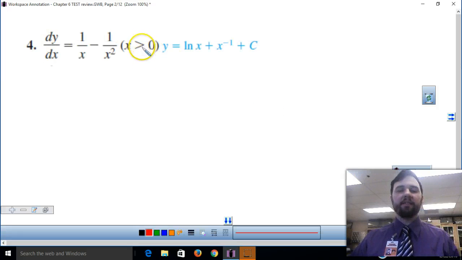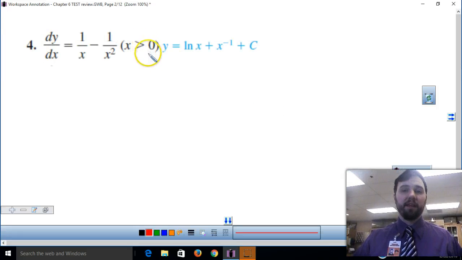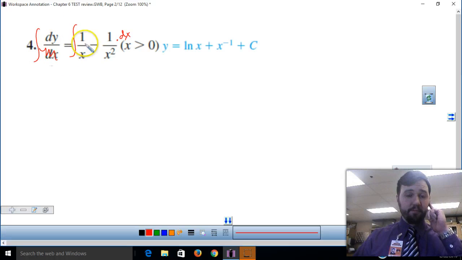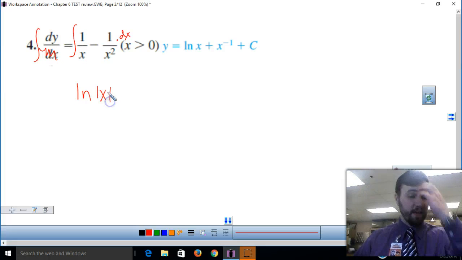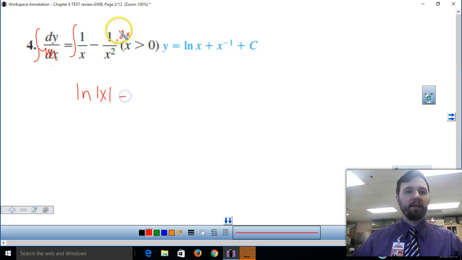Number 4, it has to say x is greater than 0 because it can't equal 0. It won't work. So again, let's move the x over, and we integrate both sides. The antiderivative of 1 over x is natural log of x. That's another one you gotta know. It's actually absolute value of x minus.